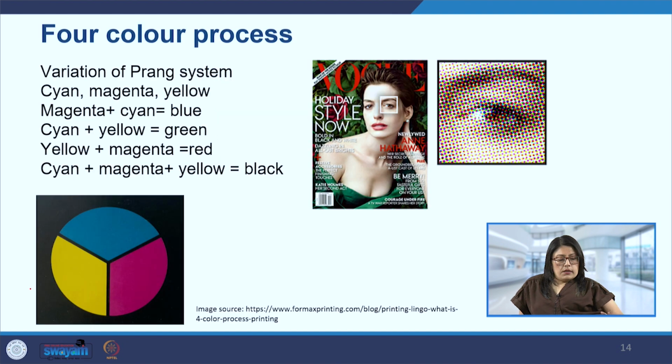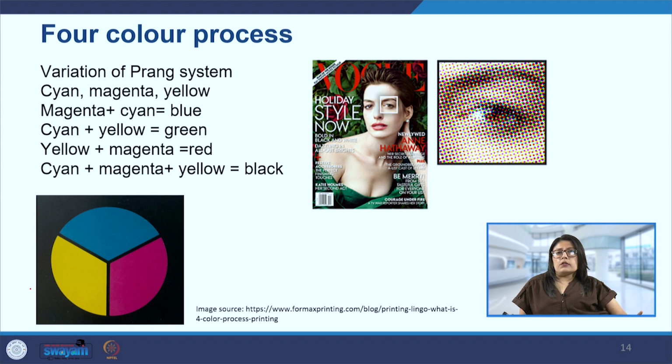The next theory is the 4-color process. This is also known as CMYK printing, and this is used for printing full color images on paper. For this we use 4 standard inks: cyan, magenta, yellow and black. So we can come up with books, catalogs and manuals, magazines, brochures, and many other printed material. All of those can be printed.